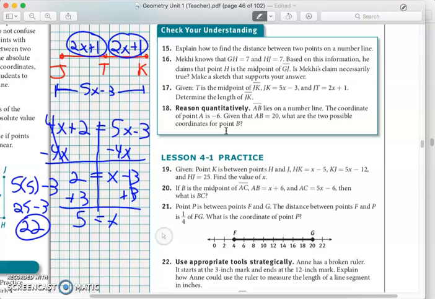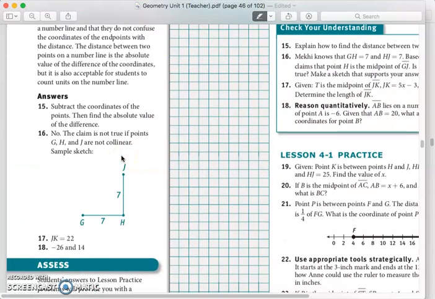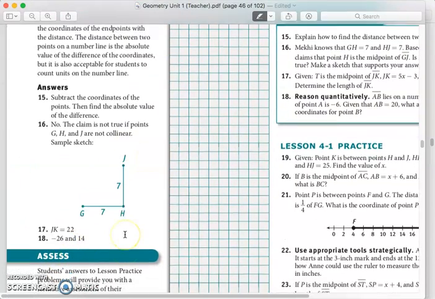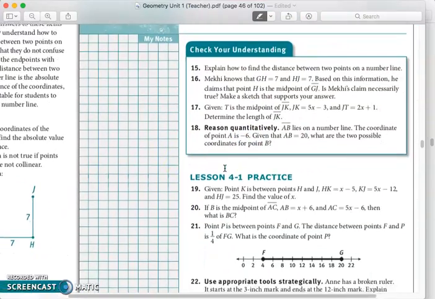All right, and then 18. 18 says AB lies on a number line. The coordinate of point A is 6. Given that AB equals 20, what are the two possible coordinates for point B? The two possible coordinates are negative 26 and 14. All you would need to do is subtract 20 from negative 6 and add 20 to negative 6, and that would give you your two possibilities.